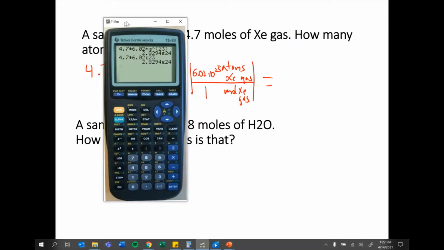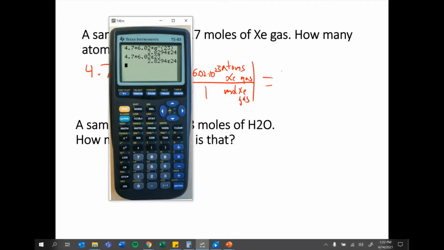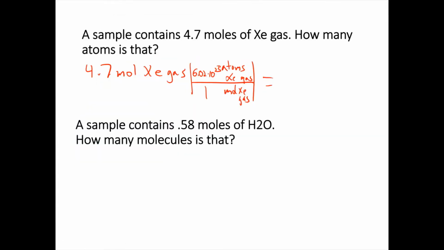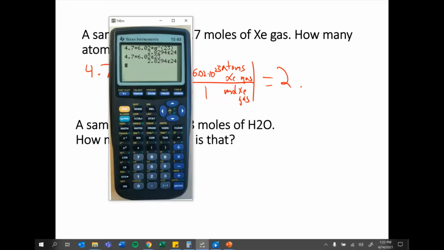So when I write my answer, this would be 2 point, and I'm going to always round to 2 decimal places, just like we did at the beginning of the year.